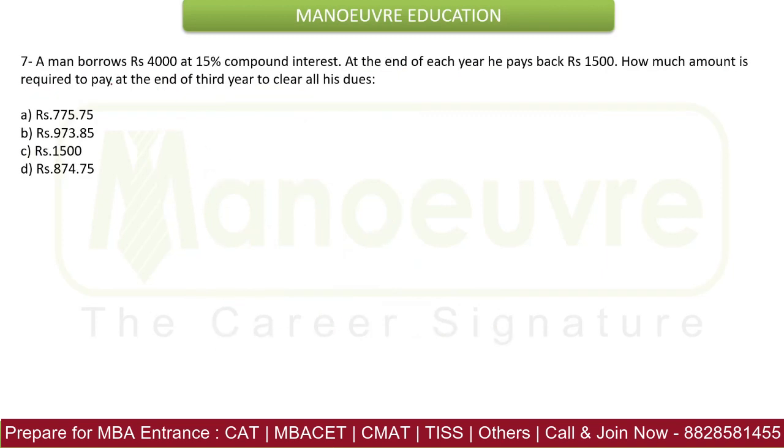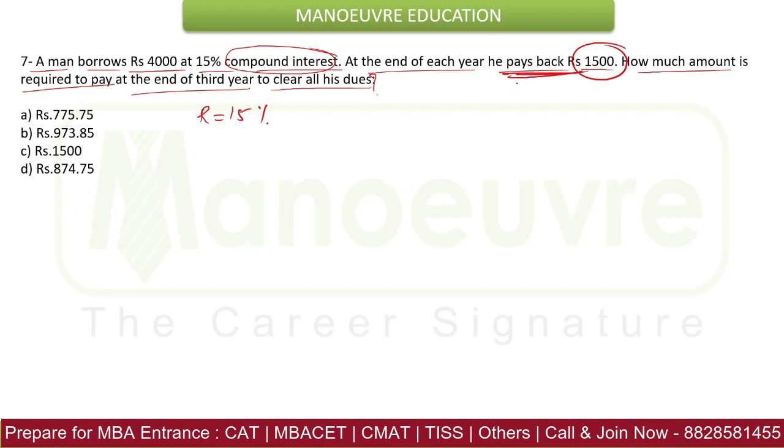The next question. A man borrows rupees 4,000 at 15% compound interest. At the end of each year, he pays back rupees 1,500. How much amount is required to pay at the end of third year to clear all his dues? Okay, so this is an example of compound interest. Here the value of R is given as 15%, and each year he pays back rupees 1500. So we have to find the amount that is required to pay at the end of third year.